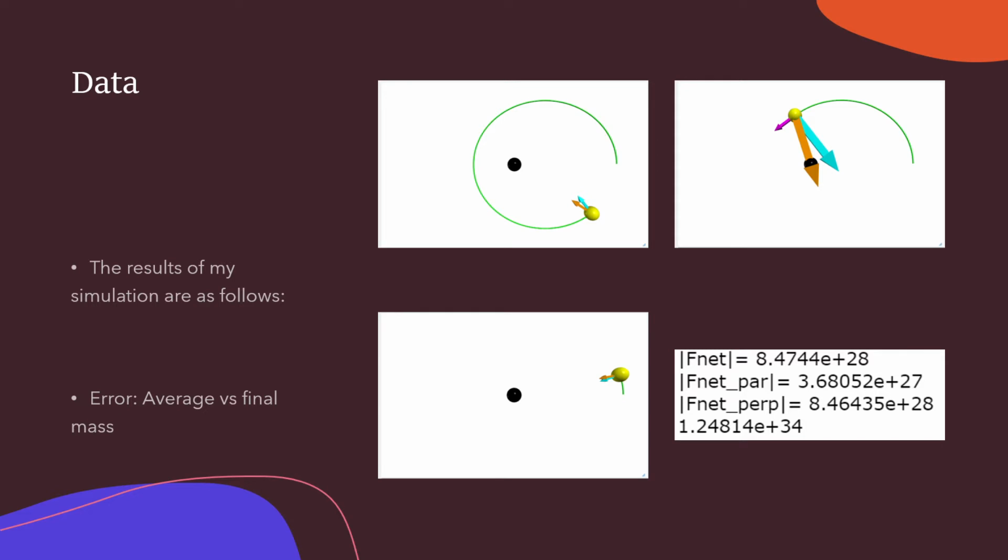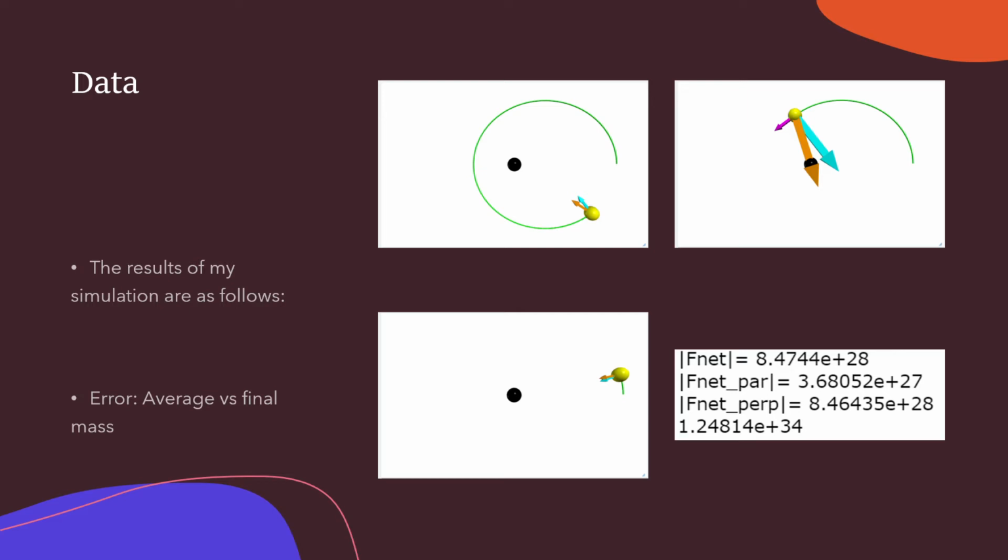So as you can see, my three snapshots of my lab have the force vectors. The orange is the net force, which had a value of 8.47 times 10 to the 28th newtons. The purple one is the parallel component of the net force, which was 3.68 times 10 to the 27th newtons. And the perpendicular component was the light blue, which had a value of 8.46 times 10 to the 28th newtons.